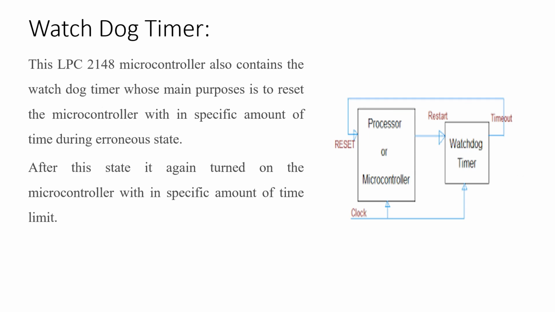Next one is the watchdog timer. It's a very important one. If anything goes wrong, if the system hangs, it has to reset. So the watchdog timer will monitor the processor's work. If anything goes wrong or hangs, then this watchdog timer comes into the picture to reset the microcontroller or the ARM processor.